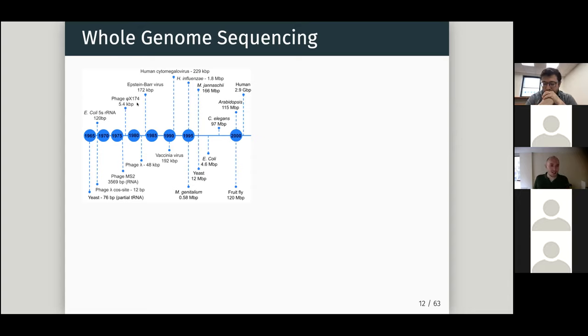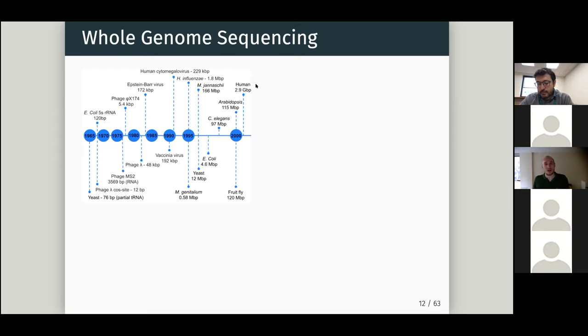We have some phages, as you can see, through the 70s. And then in the 90s, we start to see more complex genomes coming together. And again, here we have to avoid the impression that these genome assemblies were necessarily complete or very accurate. We can do better today with the technologies, but at least they were good enough to answer many biological questions.